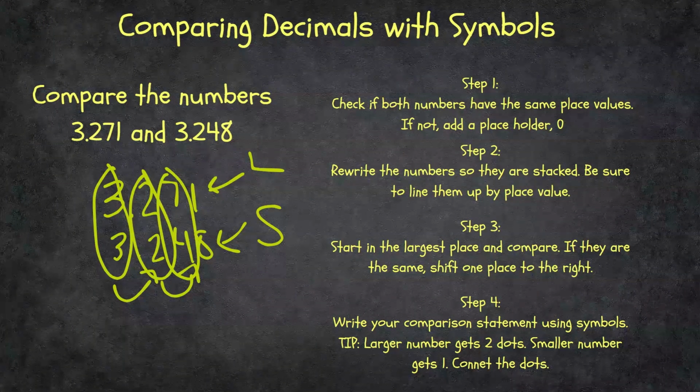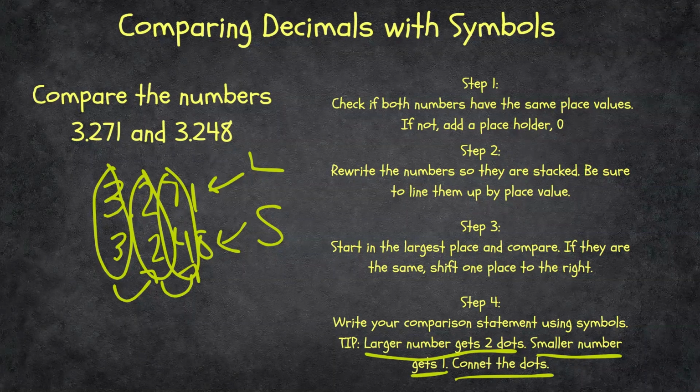Now here's a little tip. If you are struggling with which direction your symbol should go when you're writing comparison statements, just remember that the larger number is going to get 2 dots. The smaller number, we're going to get 1 dot, and then we're just going to go ahead and connect those dots. Let me show you what that looks like.